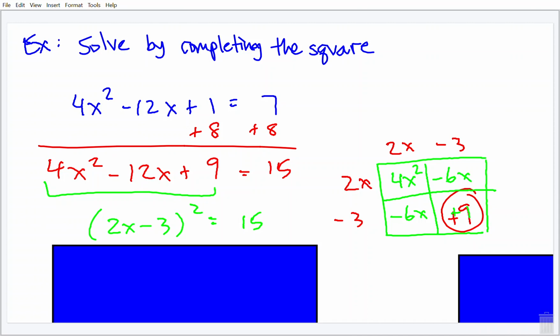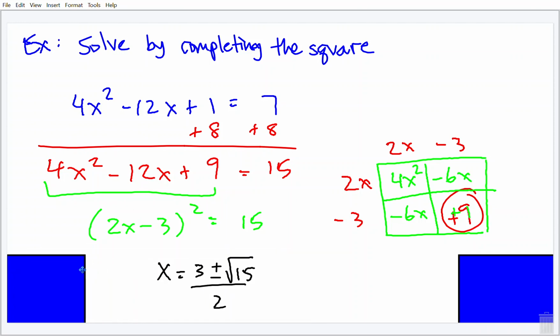From there, we'll solve it like we did in the previous example, where we'll square root both sides, remembering that it's going to be a plus or minus square root 15. Then we'll add 3 to both sides, and then finally divide both sides by 2, and we'll get an answer of 3 plus or minus square root 15 over 2. And so now we have successfully completed this example of solving this quadratic equation by completing the square. And remember, we had to make it happen.